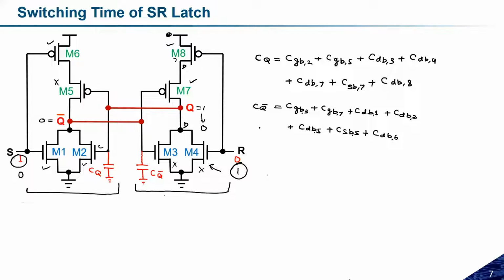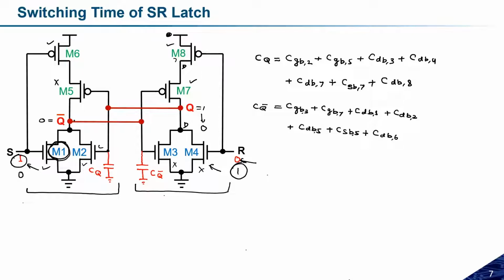One more thing, before I extend my analysis, I just wanted to tell you, suppose initially set is equal to 1 and reset is equal to 0. In this case, what is happening? Because set is equal to 1, transistor M1 is activated, and if this transistor M1 is activated, the Q bar node capacitance will be discharged through this transistor M1.